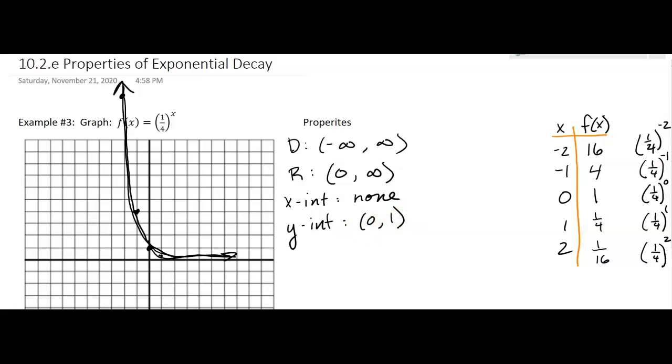And then the asymptote is at y equals 0. So it's that horizontal line. It's not part of the graph, but sometimes they'll draw it in. It's a horizontal line right there on the x-axis. Okay? All right.